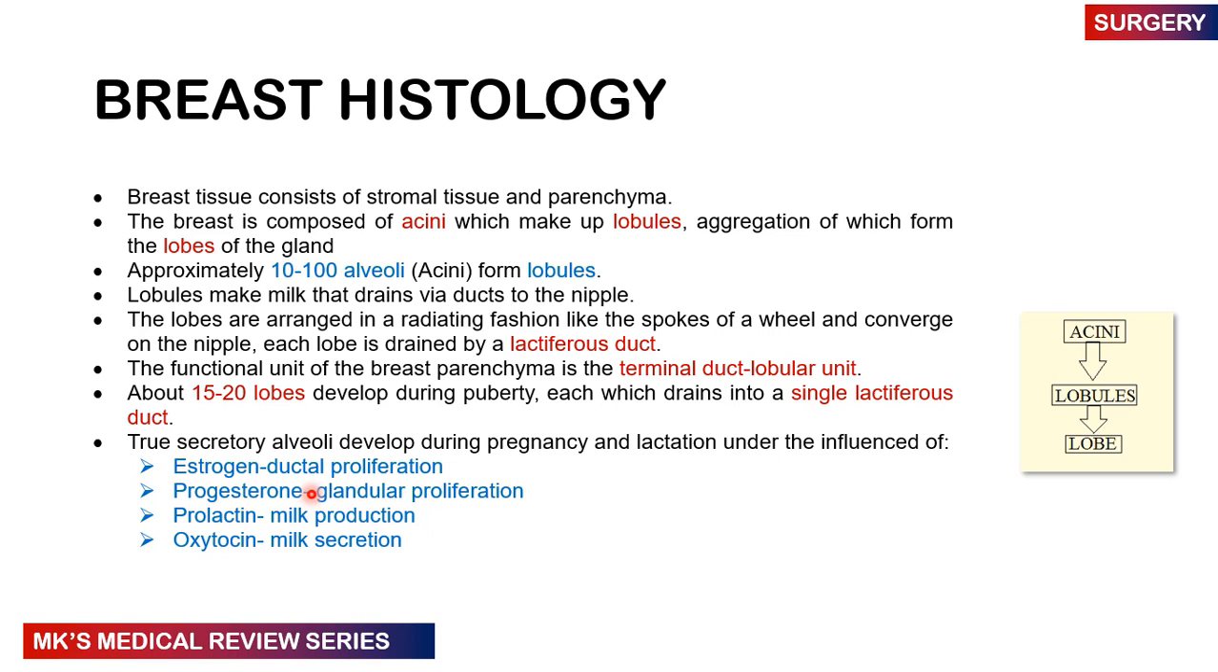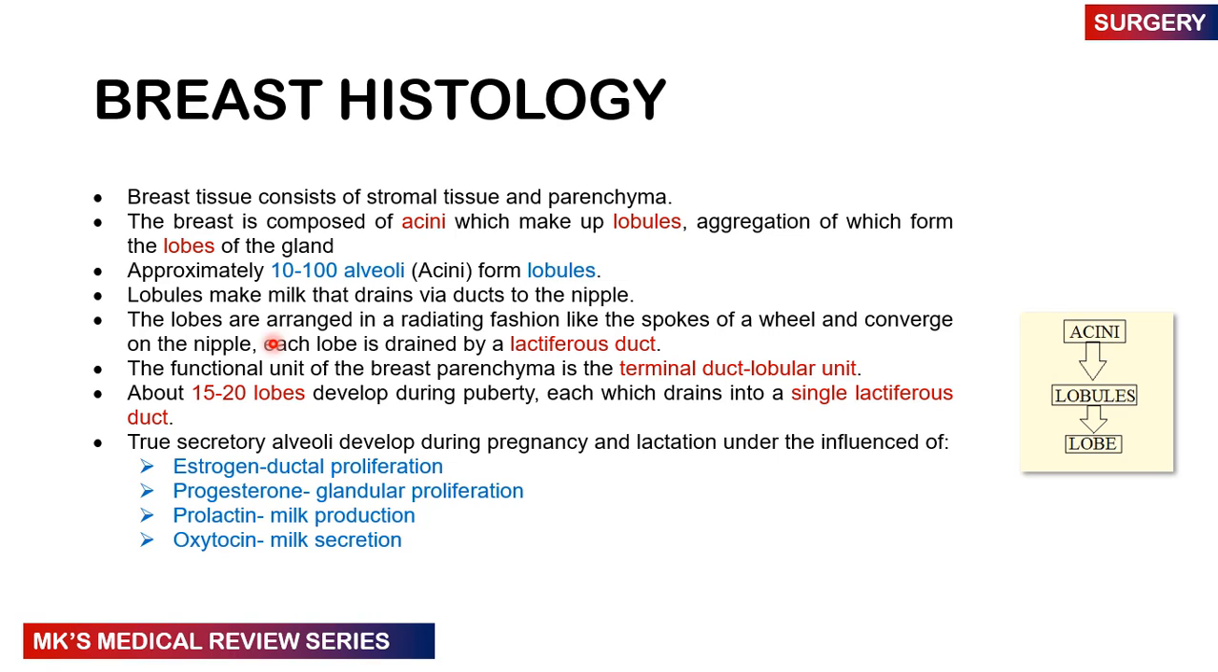Remember that the breast tissue consists of a stroma, which is the supporting tissue, and a parenchyma, which is the functional tissue of the breast. It consists of acini, which are small circles that merge together to form lobules. Then the lobules aggregate to form lobes. So the smallest unit is the acini, which aggregate to form lobules. The lobules form a lobe. Remember that approximately 10 to 100 alveoli, which are also referred to as acini, form the lobules. This is like a bunch of grapes on a stick.